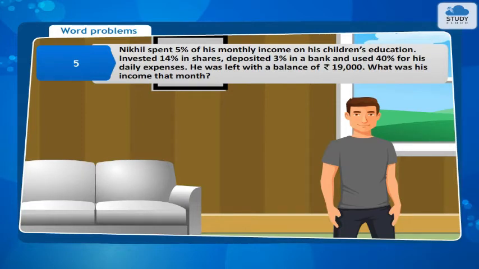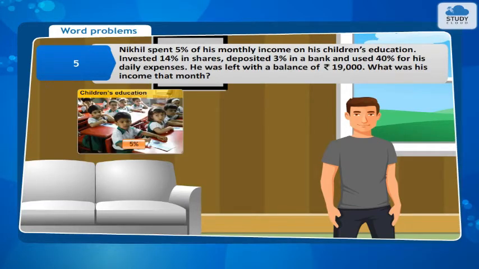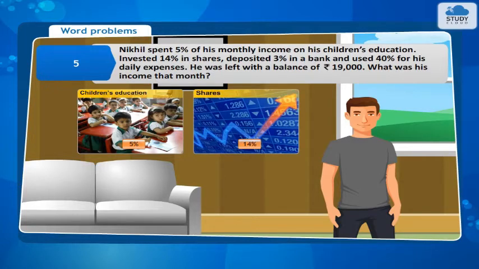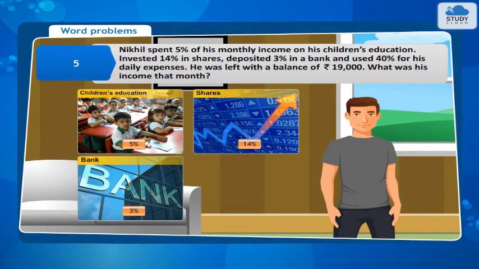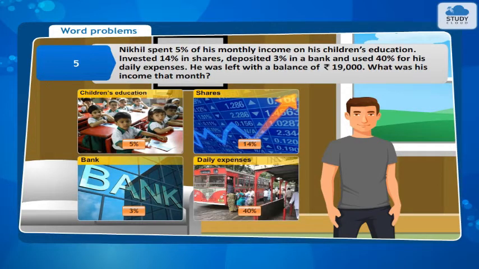5. Nikhil spent 5% of his monthly income on his children's education, invested 14% in shares, deposited 3% in a bank, and used 40% for his daily expenses. He was left with a balance of rupees 19,000. What was his income that month? Solution.